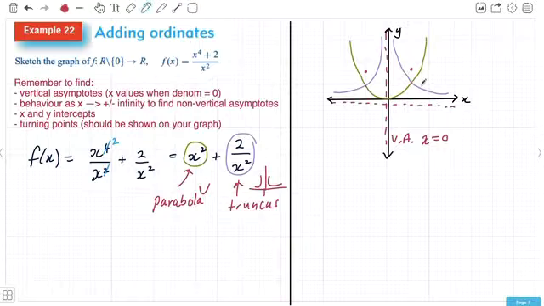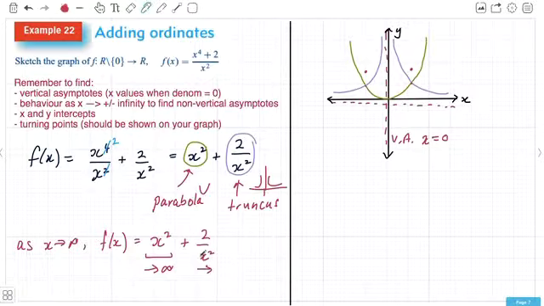Now, in terms of what we're going to be dealing with here, we need to consider what happens as x gets really big. So as x approaches infinity, our function x squared is going to get really big, so that will approach infinity. This term, the 2 on x squared, is actually going to approach 0. So as x gets really big, our function starts to behave only like the x squared part. This part becomes smaller and smaller until it disappears.